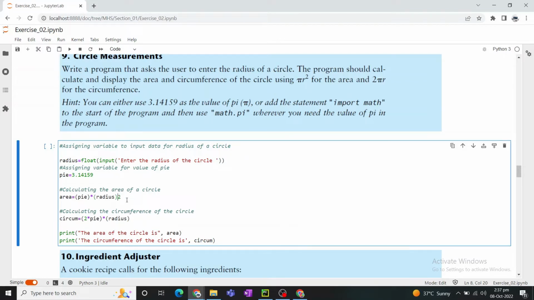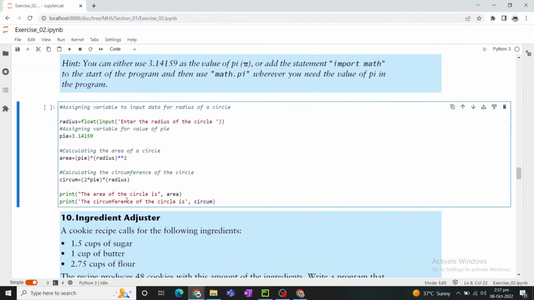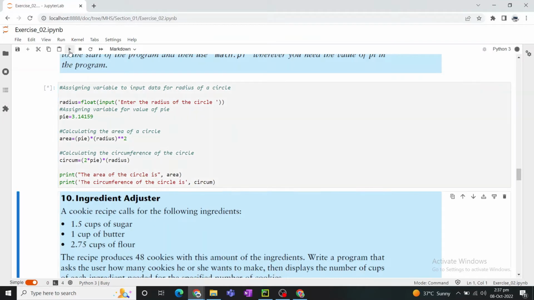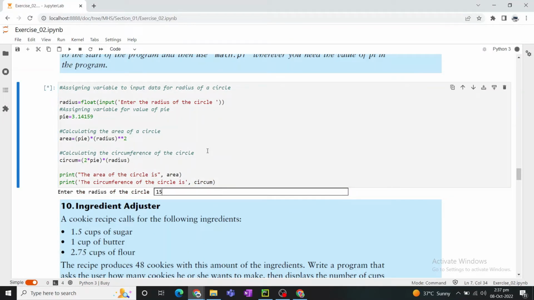We can see in Excel we use the caret function, but in Python we will be using the double asterisk. It means raised to power 2. Pi is multiplied by the radius raised to power 2. And similarly, we will calculate the circumference by multiplying the pi value by 2, and it will get multiplied by the radius. So we will get the area and the circumference. So let's run and check. We will just have to enter the radius. Let's say the value of the radius is 15 units.